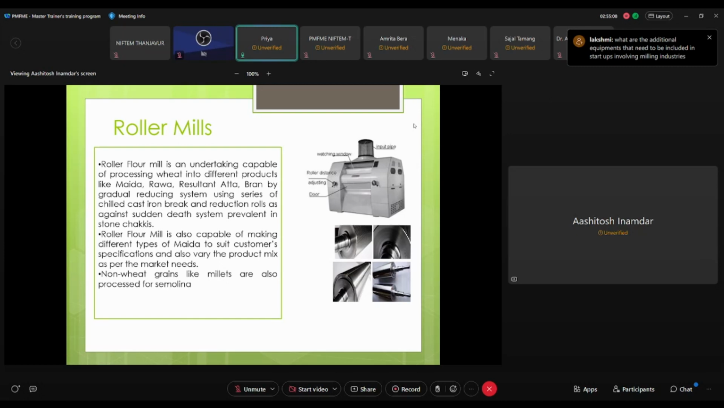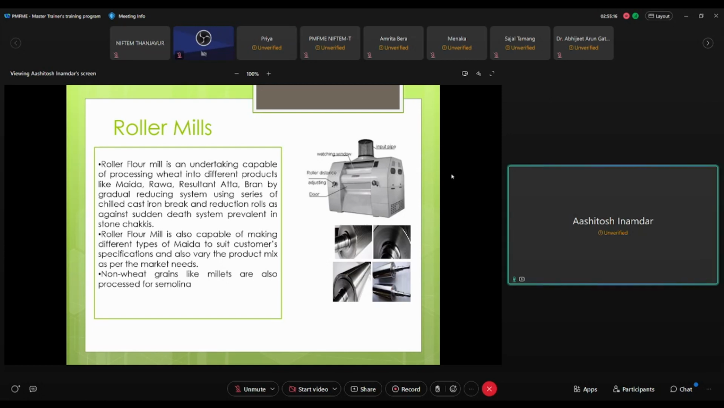What are the additional equipments that need to be included in startups involving the milling industry? Can you please repeat, ma'am? Involving milling industries. Okay.